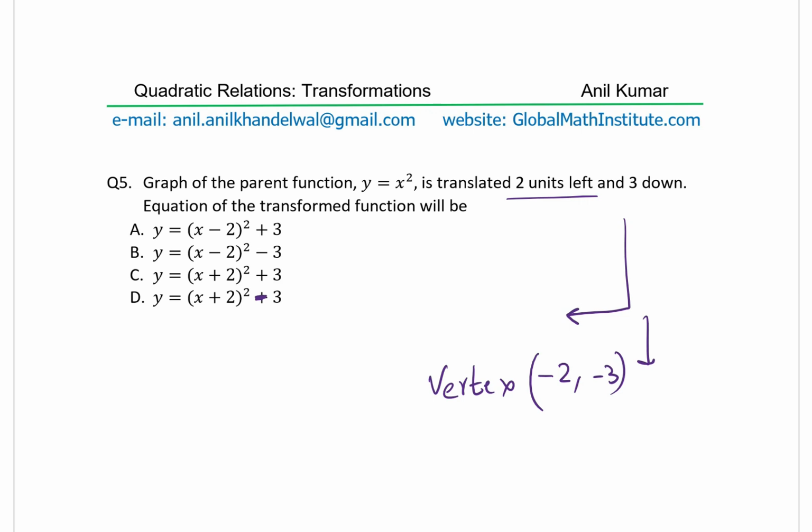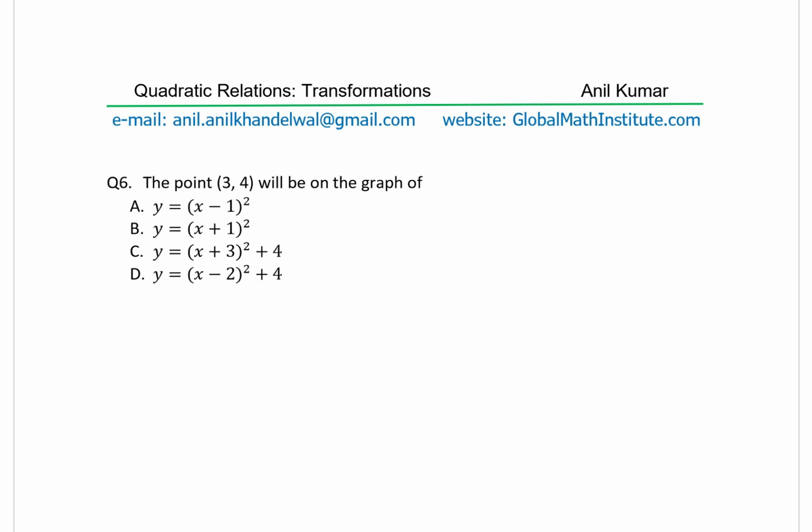So it is translated 2 units left. So we got y equals x plus 2 whole squared and 3 units down. So -3. So now which is the right answer? x plus 2 whole squared -3. I made that change here. It is option D. Question number 6.